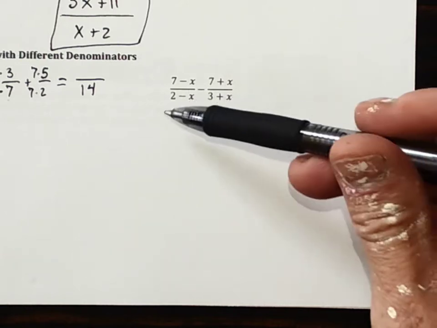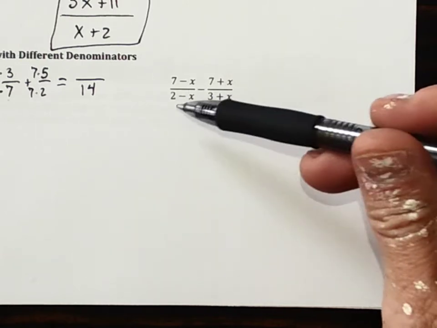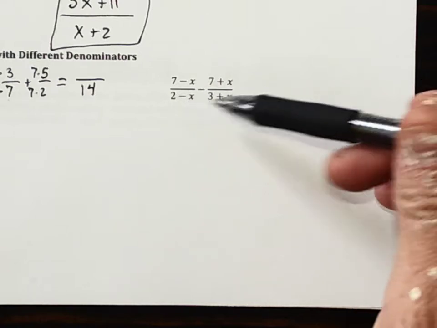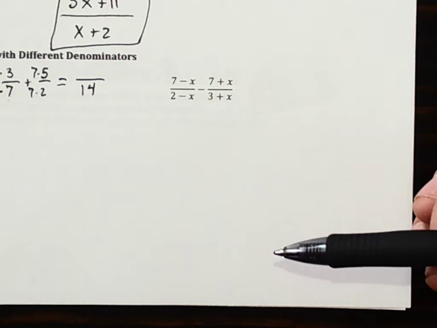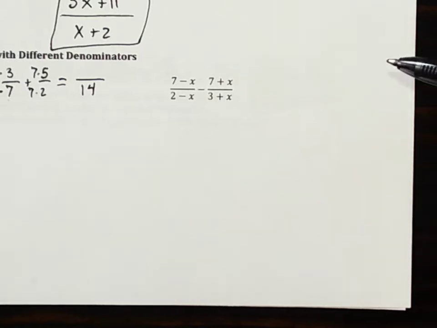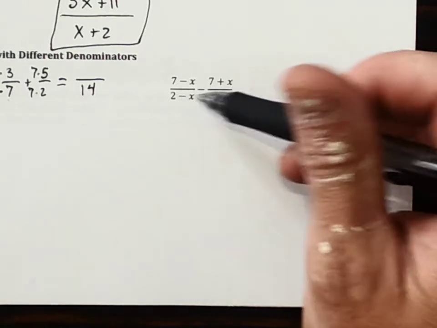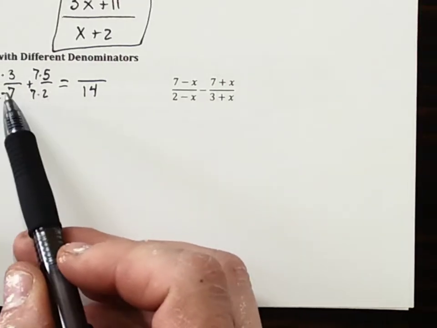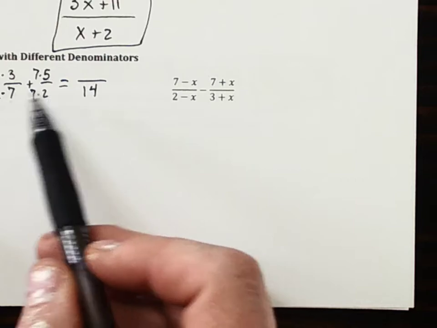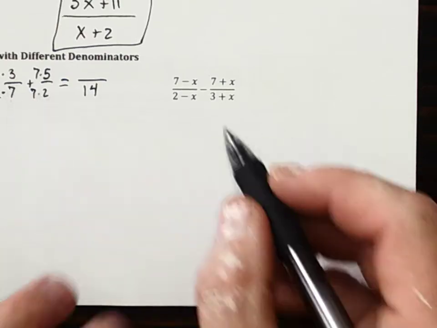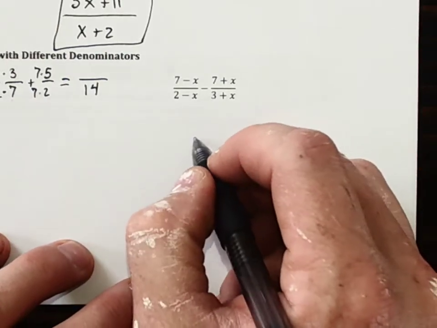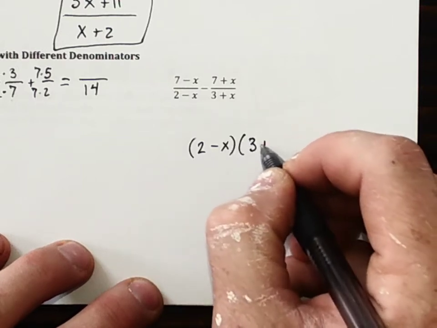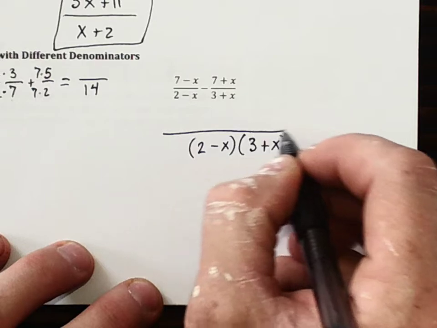Binomial denominators. The only way you're going to get these binomial denominators to be a common denominator is to multiply them to each other. It's just like the 7 and the 2. 2 doesn't go into 7, 7 doesn't go into 2. We have to multiply the 2 by 7. So our common denominator is going to be 2 minus x times 3 plus x.